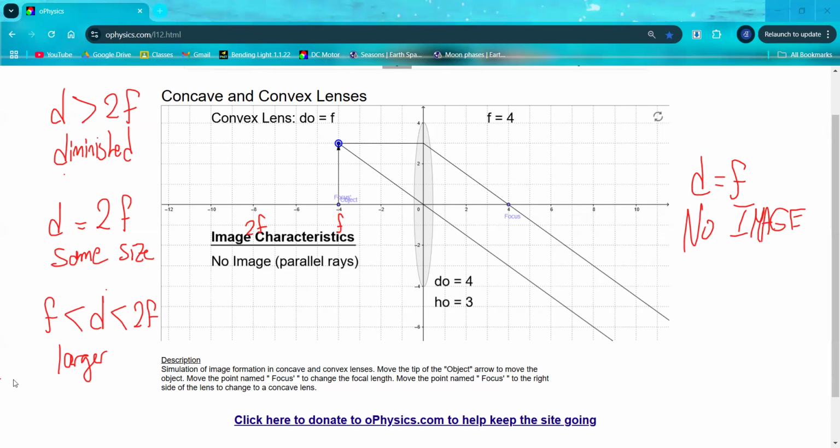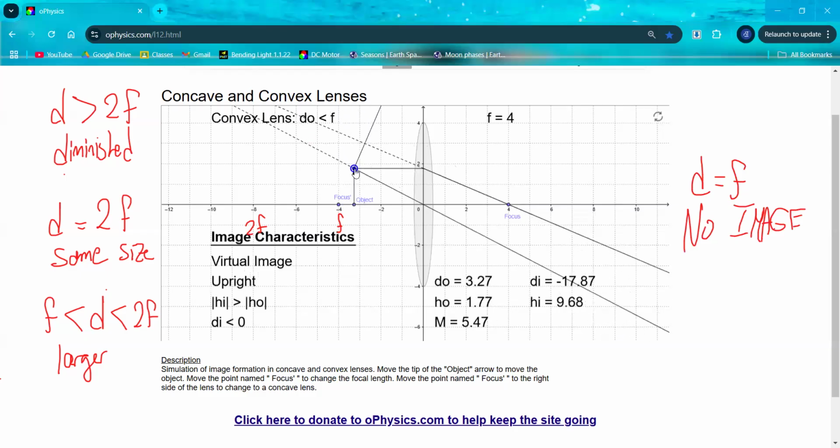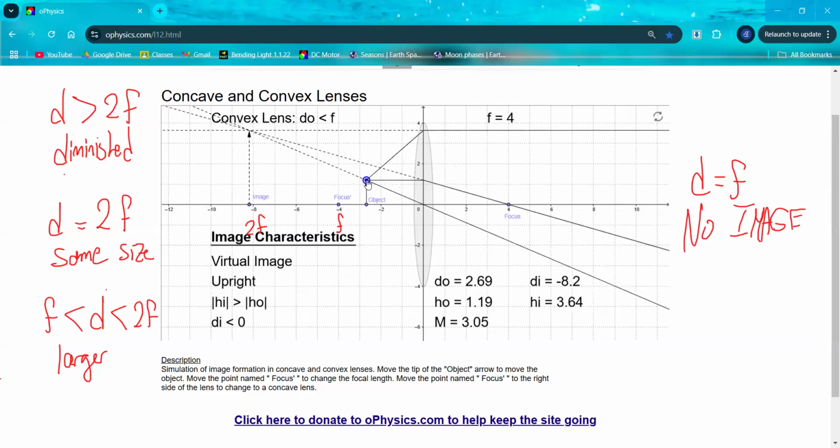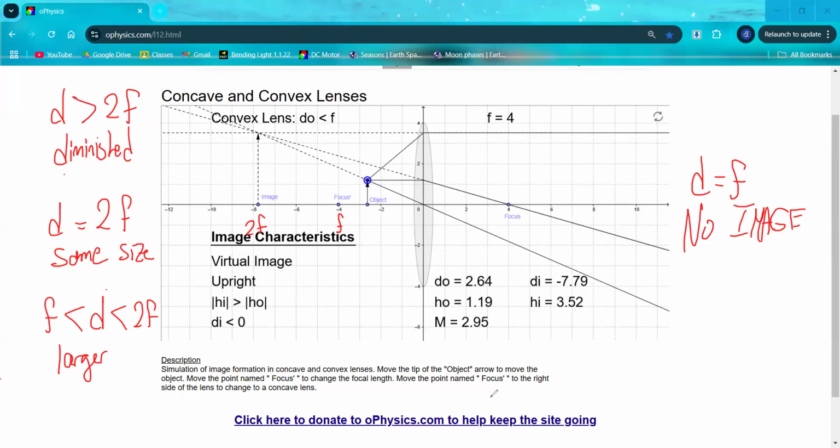If we decrease the distance even more, if the distance is now less than 4, say 3 or 2, the image appears again, on the same side as the object. When the distance is less than f, the image is no longer real or inverted. The image becomes virtual.